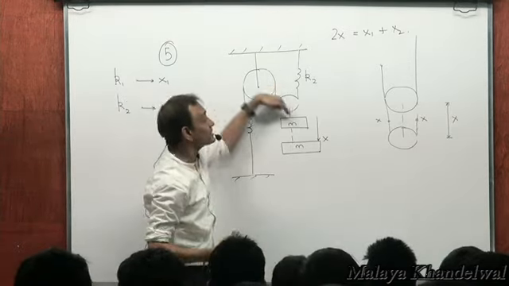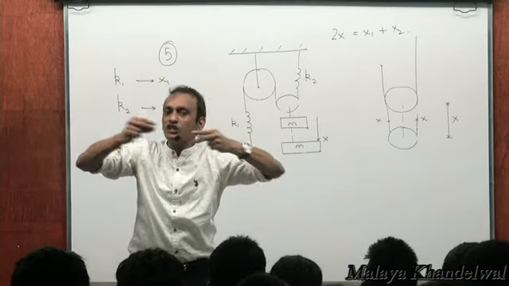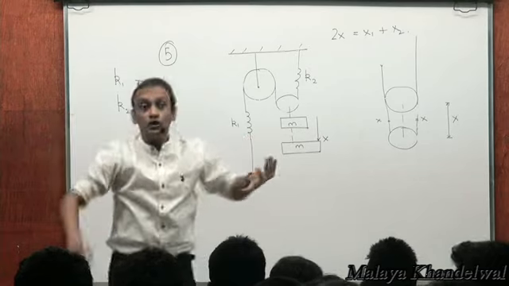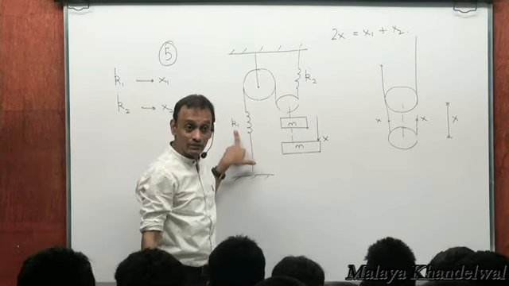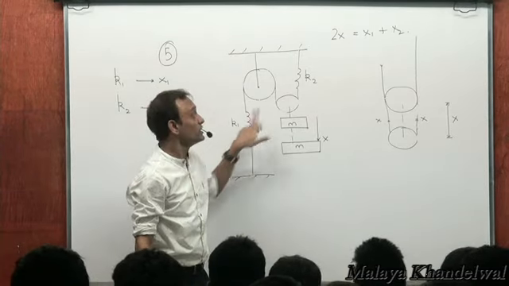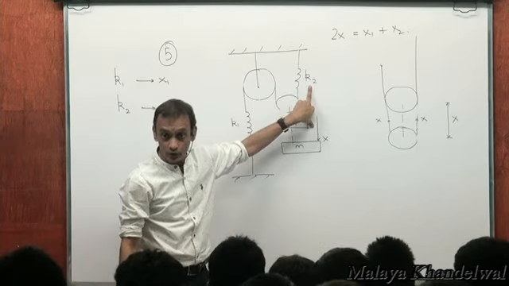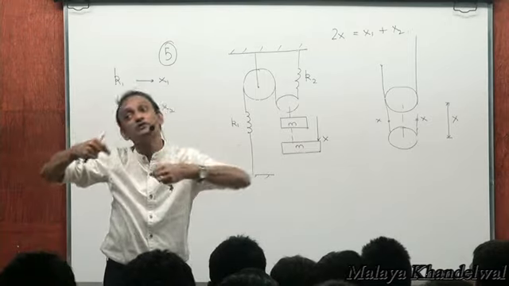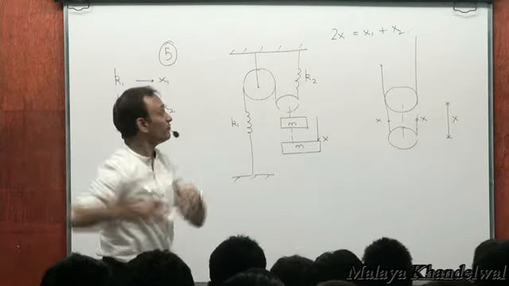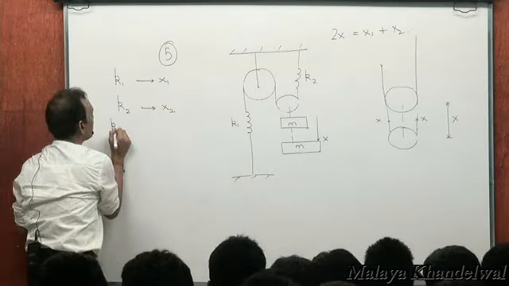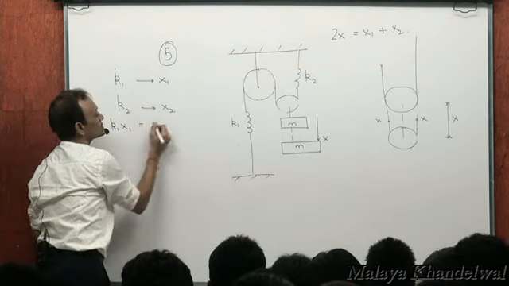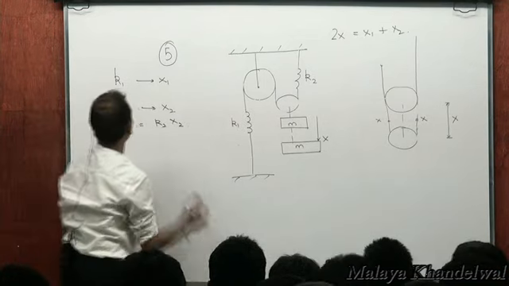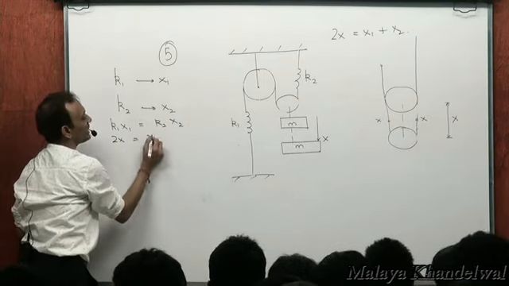However, this is one single spring, so the tension must be the same at every point of the composite spring. Tension in this spring is K1 x1, and tension in this spring is K2 x2, and the two must be the same. Therefore, we must have K1 x1 equals K2 x2, where 2x is x1 plus x2.